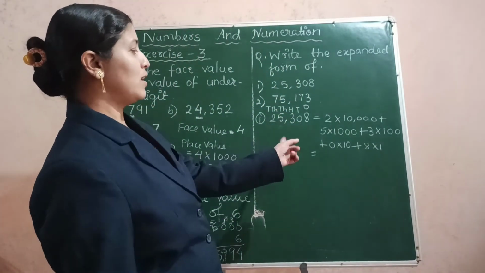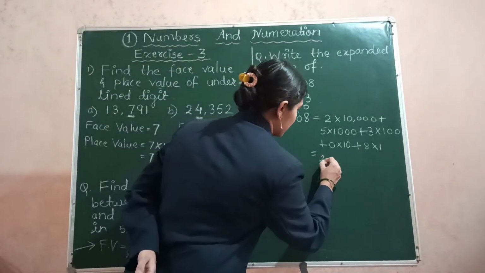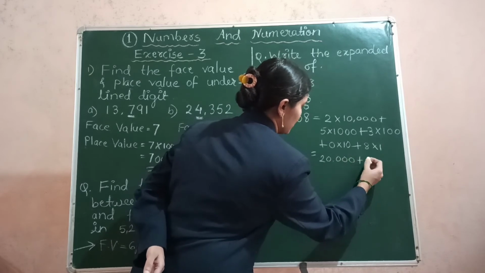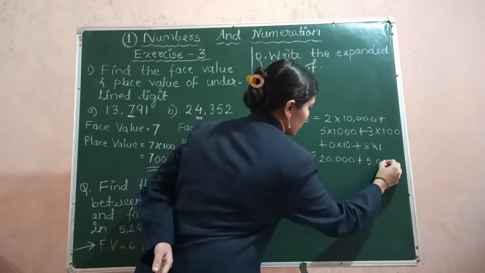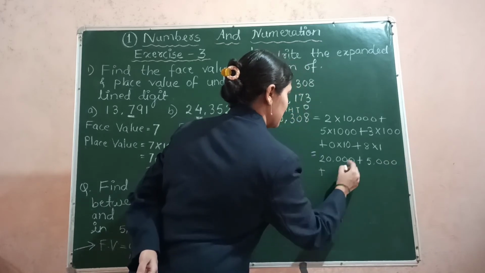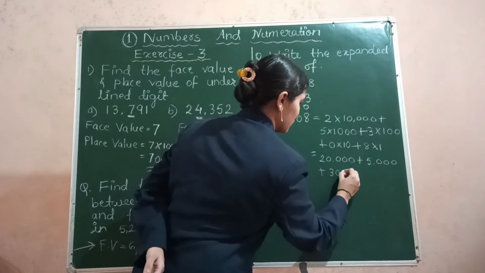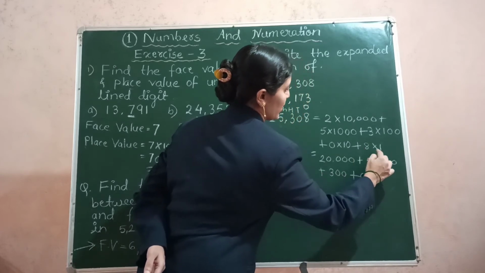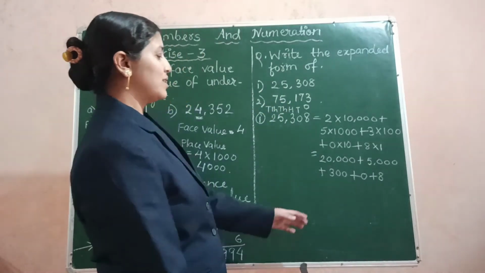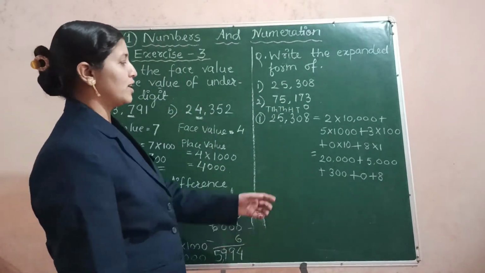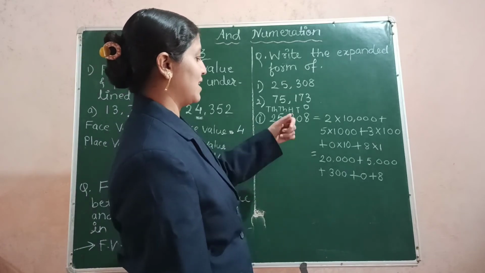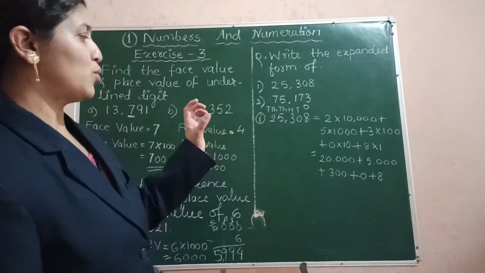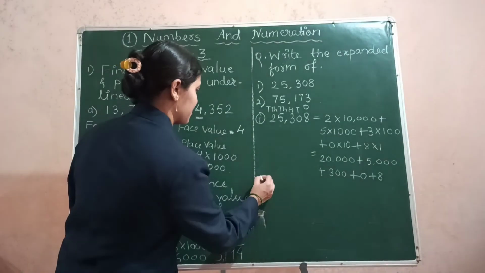Okay, so now we will form the second stage, that is 2 into 10,000 becomes 20,000 plus 5 into 1,000 becomes 5,000 plus 3 into 100 becomes 300 plus 0 into 10 is 0 always, and so 8 into 1 is 8. So this is the expanded form of the number 25,308. Okay, just have a look at it. How to form the steps.